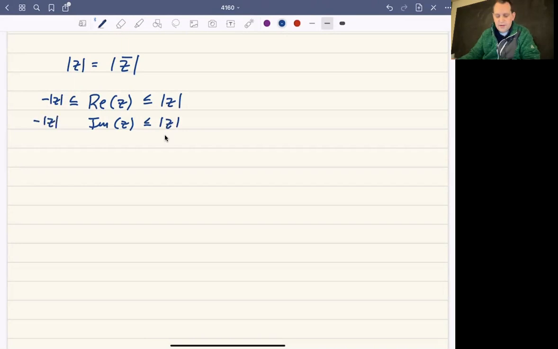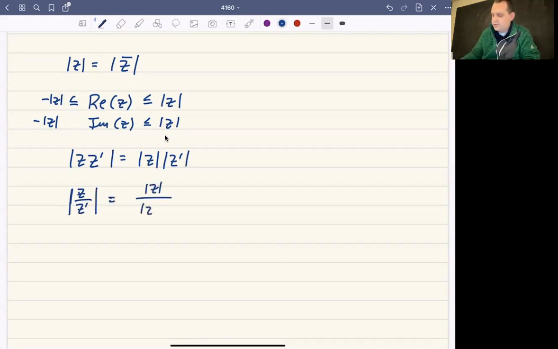It turns out that if we take the modulus of a product, z times z prime, that's the product of the moduli. Likewise with a quotient, z over z prime: if we take the modulus of that, it'll be the modulus of z over the modulus of z prime. I would encourage you to get out paper, write z equals x plus iy, and check all of these things for yourself. These are important facts that we'll use over and over.